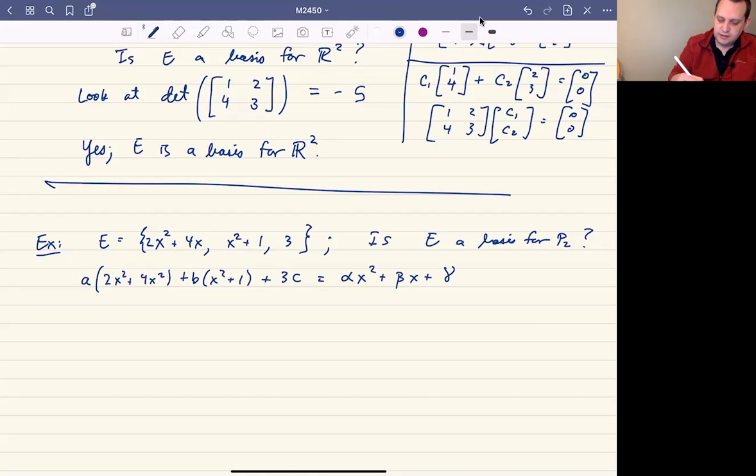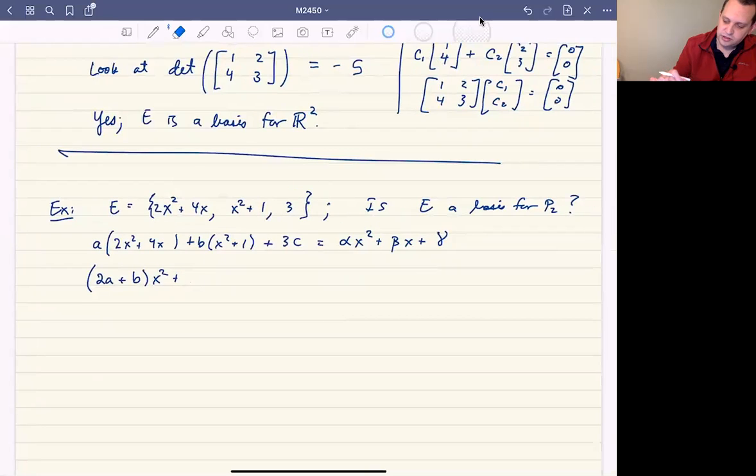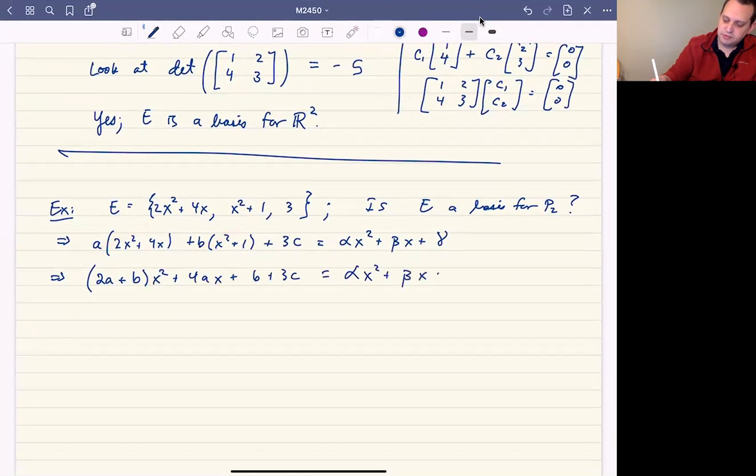And the system turns out to be, we have 2a plus b times x squared. And this somehow, I'm sorry, is 4x. So this 4x squared should just be a 4x. I just copied that wrong, I think. So anyway, this implies that if I look at the x squared terms, we get 2a plus b times x squared, our linear term is going to be just 4ax, and then our constant term will be b plus 3c. We want this to be alpha x squared plus beta x plus gamma.